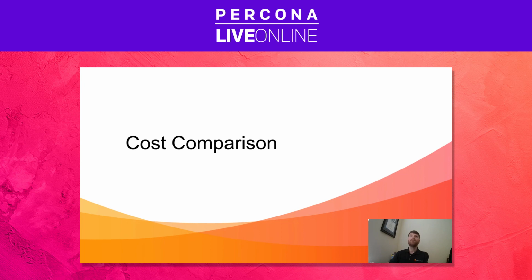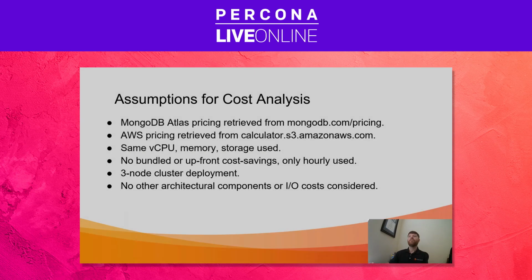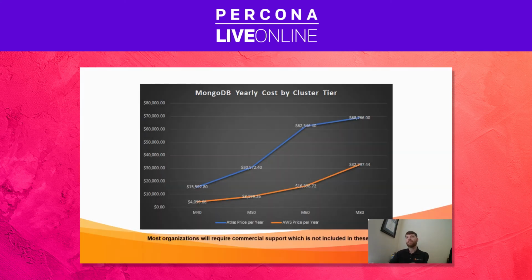So let's get into a cost comparison. For the purposes of this, I used the pricing available on MongoDB's website for Atlas. I used the pricing available on the AWS website for the simple monthly calculator. I used identical CPU, memory, and storage. I didn't do any bundled upfront savings. I did compare 3-node cluster deployments, but no other costs were considered, support or architecture, anything like that. So it's just apples for apples, 3-node cluster.